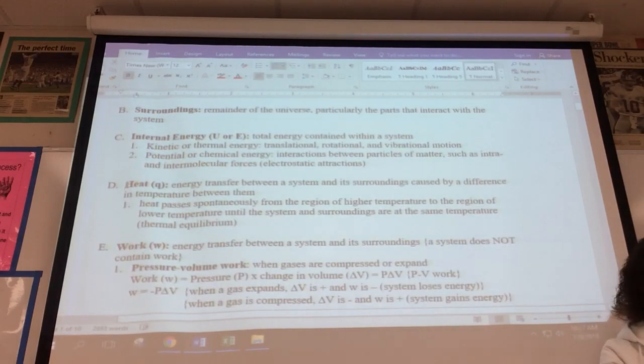Another term you want to be familiar with is heat, as well as its abbreviation Q. This is the energy transfer between a system and its surroundings, and it's caused by the difference in temperature.